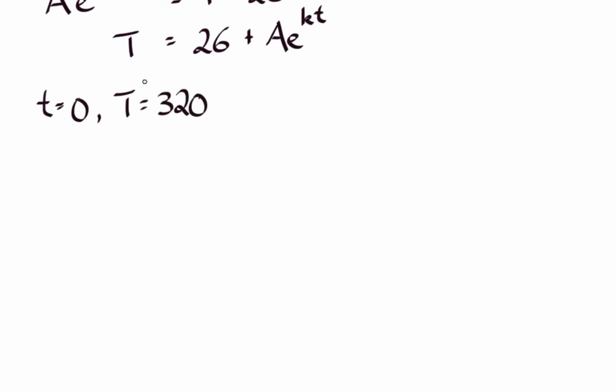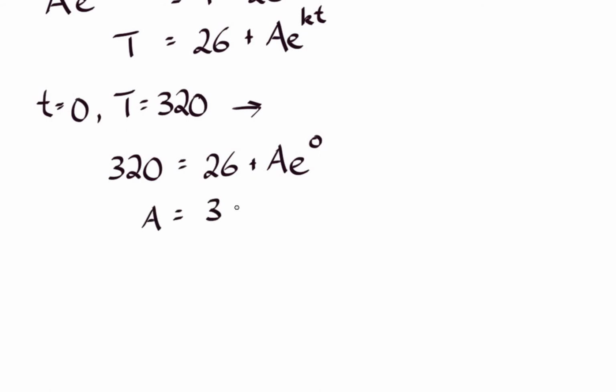So substituting that information in, what's going to happen? Well, 320 is the temperature of the object. We've got our 26 degrees, and a times e to the power of 0. k times 0 will be 0, and so e to the power of 0 is just 1. And so we get that a is 320 minus this 26. That gives us 294. So there's our a value.